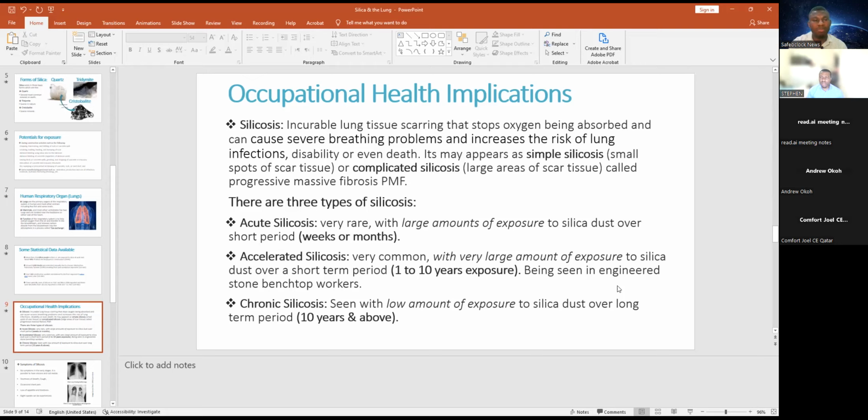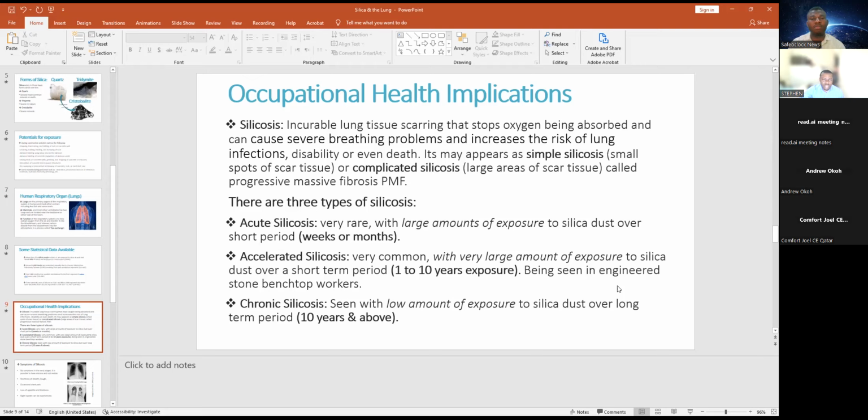It may appear as simple silicosis or complicated silicosis. In a simple form, you might just have a particular spot within the lung tissue being affected by this crystalline silica, a small spot of scar tissue. But on a complicated issue, you find a large area of the lung being affected by this crystalline silica and thereby creating a kind of massive fibrosis. It is called progressive massive fibrosis because of the high concentration of the silica dust being deposited or entrapped within the lung tissues.